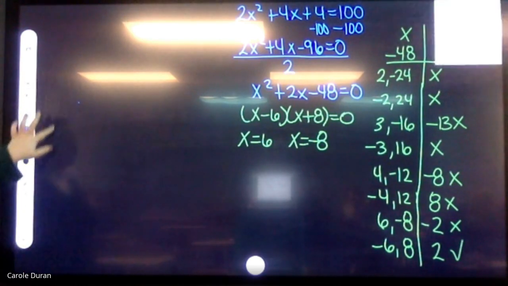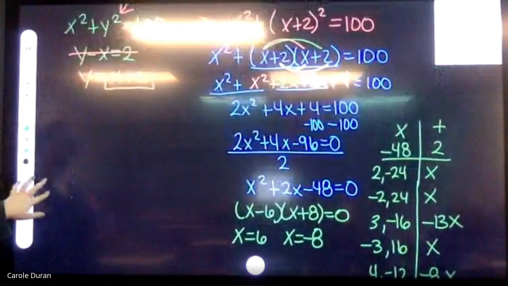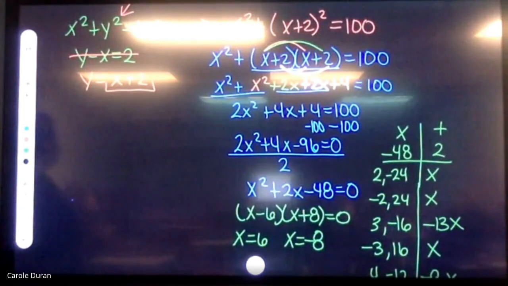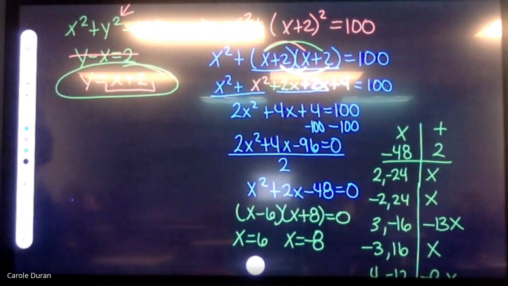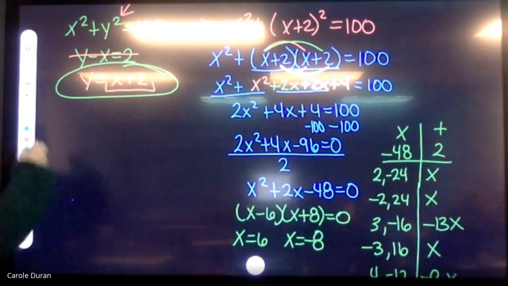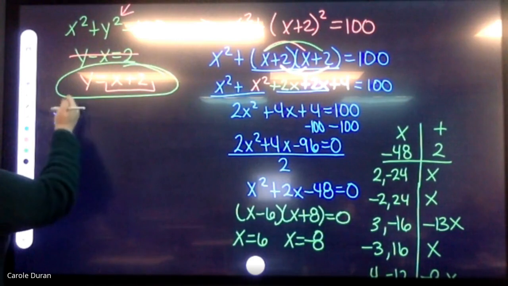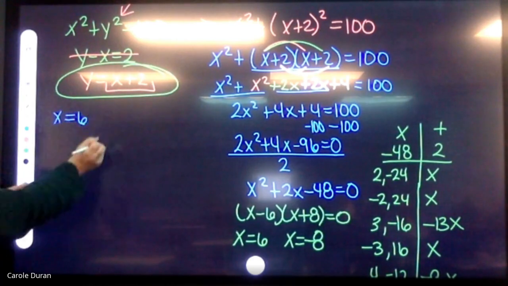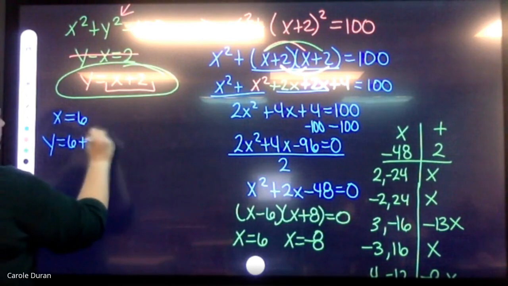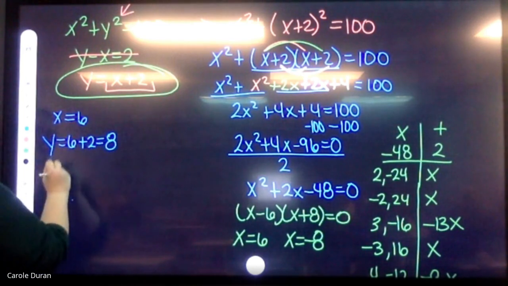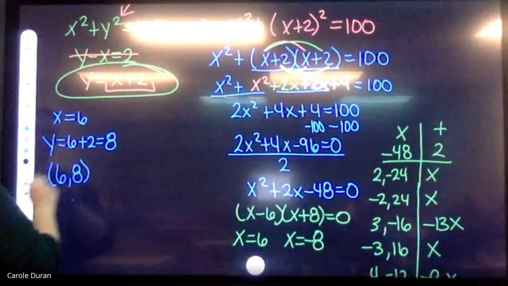Plug them back in to which of my two equations, Camden? The easier one, so this one. I'm going to plug them back into that. So I'm going to start with the x equals 6. I'm going to plug 6 in, and I get y equals 6 plus 2, which is 8, which means my first solution point is 6, 8.